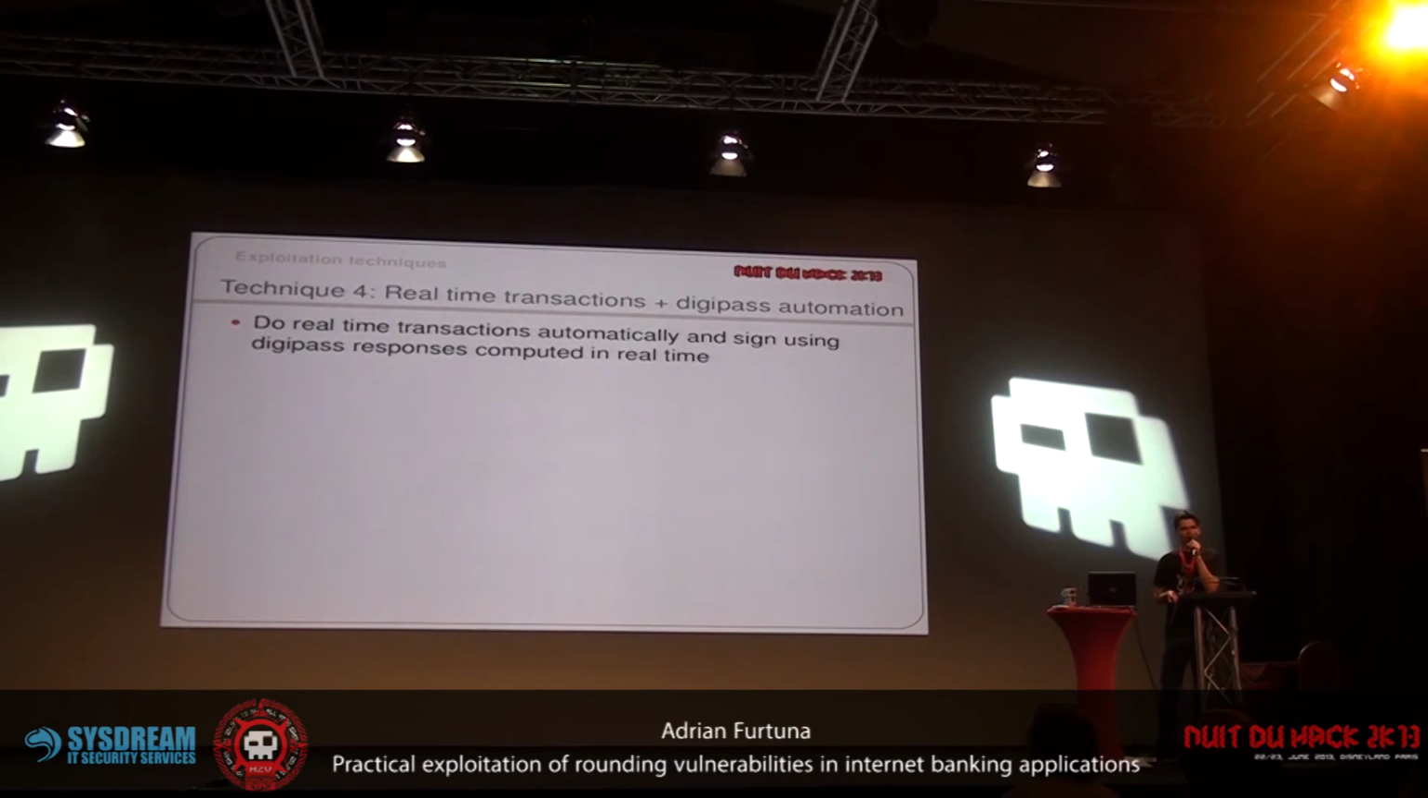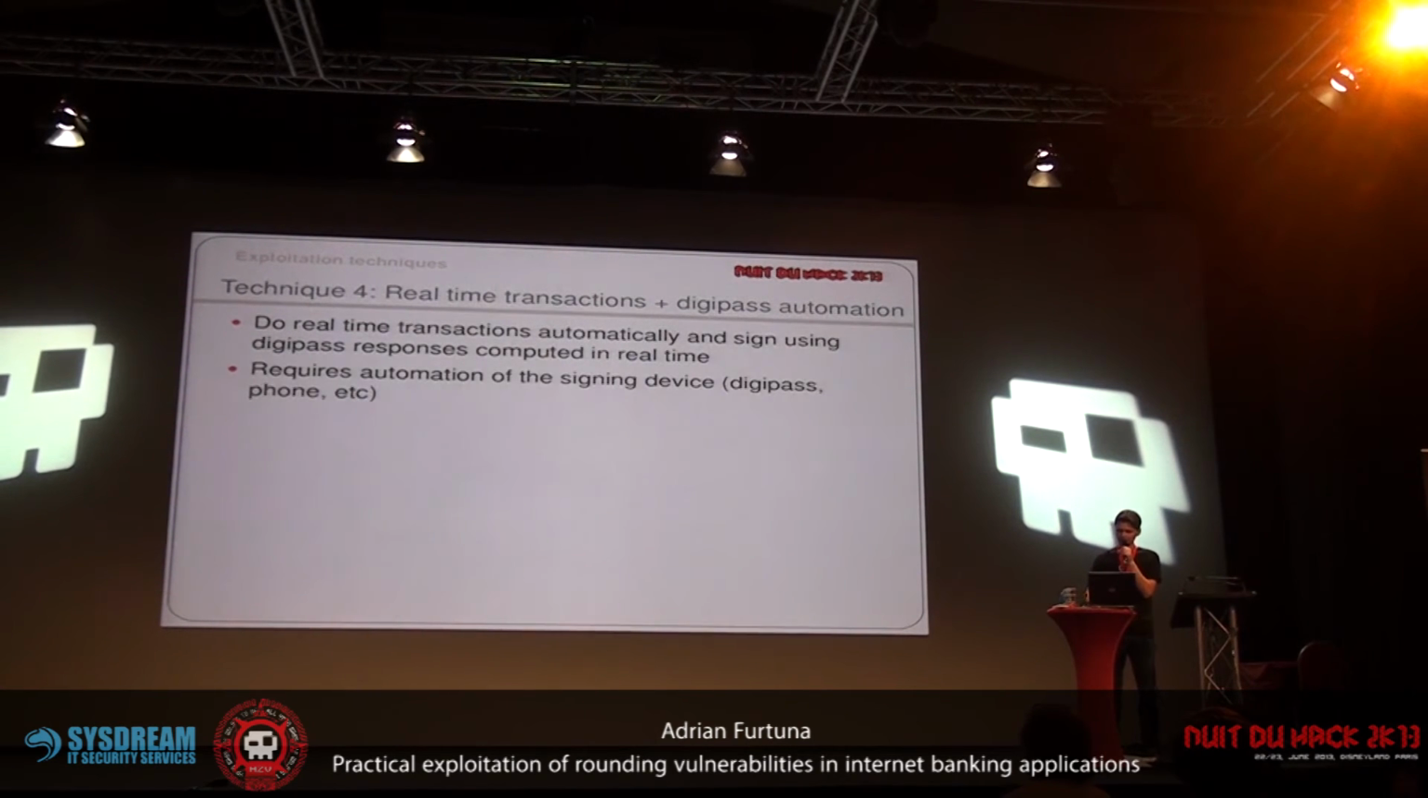And the fourth technique to exploit running vulnerabilities is to do transactions in real time. So in real time, have a piece of software that talks to the server and initiates the transaction automatically. It doesn't need to sign it. And after that, interact with such a device to ask him to type the challenge code, receive the response, and send it to the internet banking application. We will see that in more detail a little bit later on. So this fourth technique requires automation of the Digipass device.